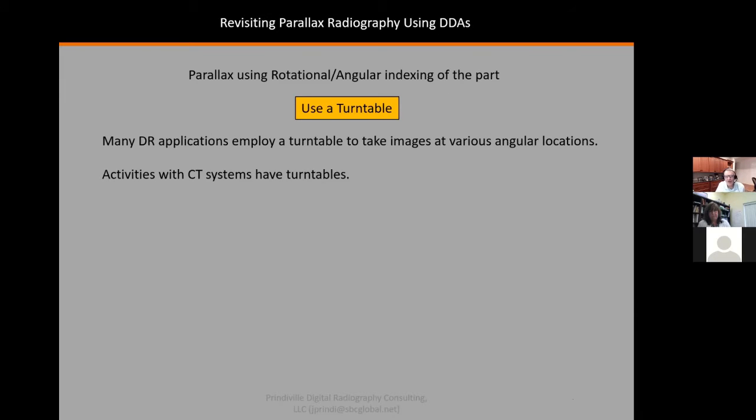So now let's move on to a different way of doing parallax. Let's use rotational angular indexing. There's a lot of equipment out there that is rotating something. There's a lot of CT stages that are doing rotation. There's a lot of rocket motors that are on long linear rotators, normally horizontally laid out. So there's a lot of applications that do rotate the objects.